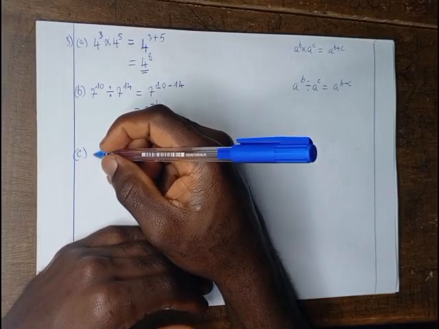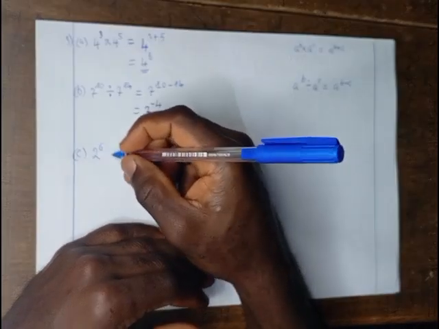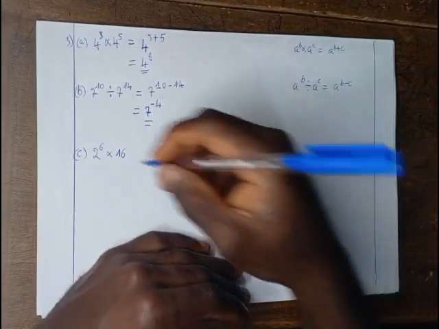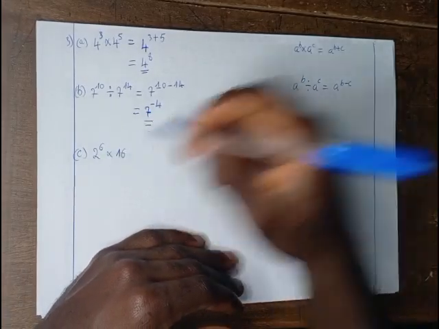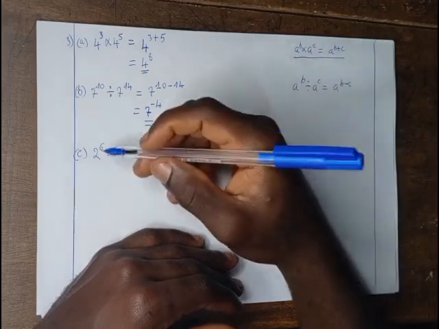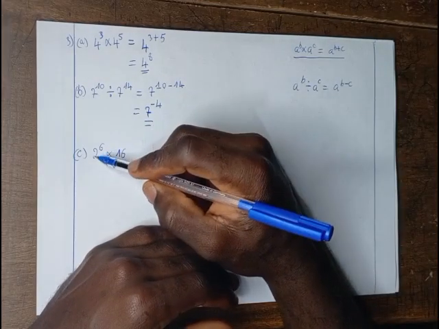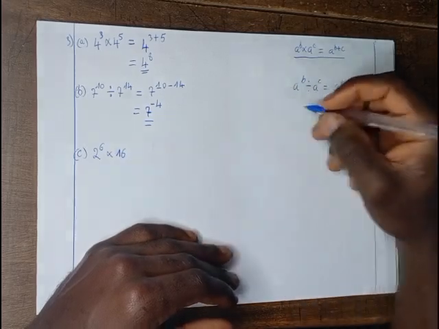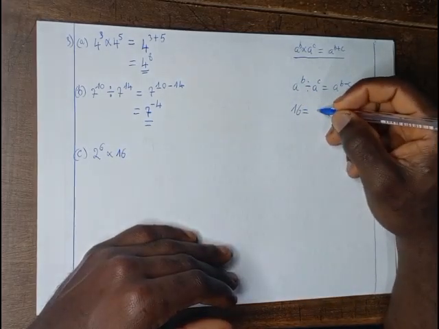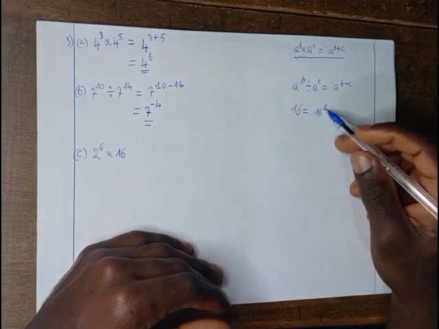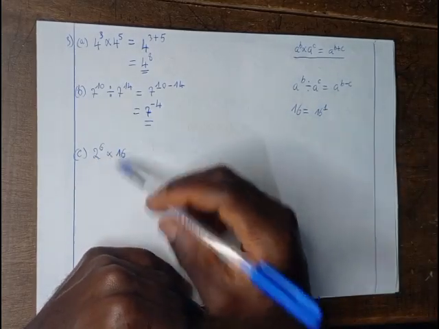For C, we have 2 raised to the power 6 times 16. In this case, you will see that we cannot apply the first law. 2 here is the base, and here the power is 6. Here 16, we know 16 is the same as 16 raised to the power 1. Here 16 is the base, the power is 1. You will see that their bases are different.